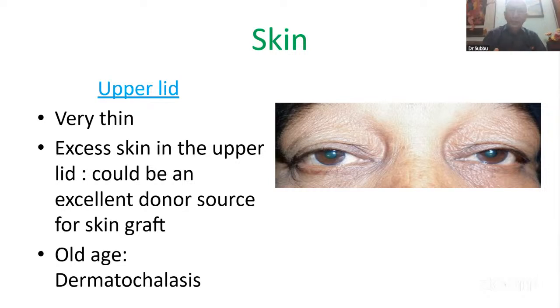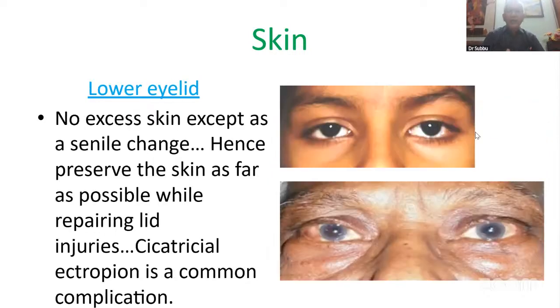In old age, the skin becomes much more relaxed, and so it causes a big fold which can cover the lid margin and can cause pseudoptosis. That is called dermatochalasis. When we are talking of the lower lid, there is no excess skin in a younger patient. There is a little excess skin only in elderly patients, right?